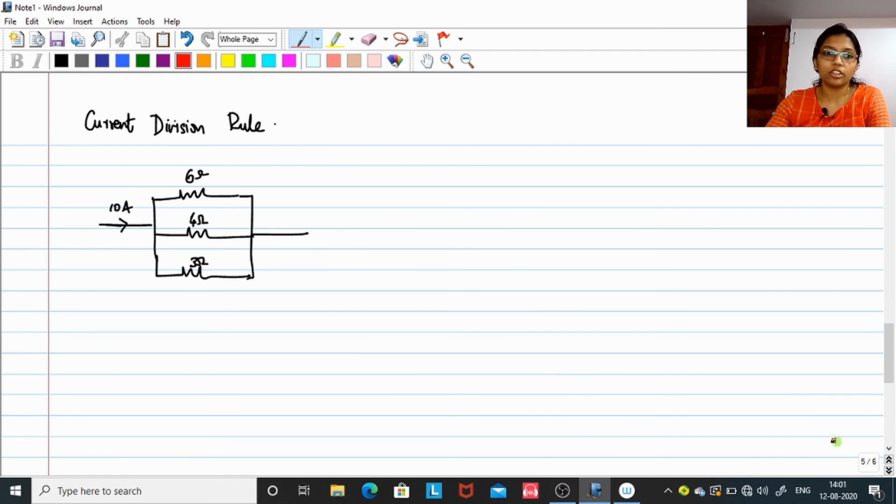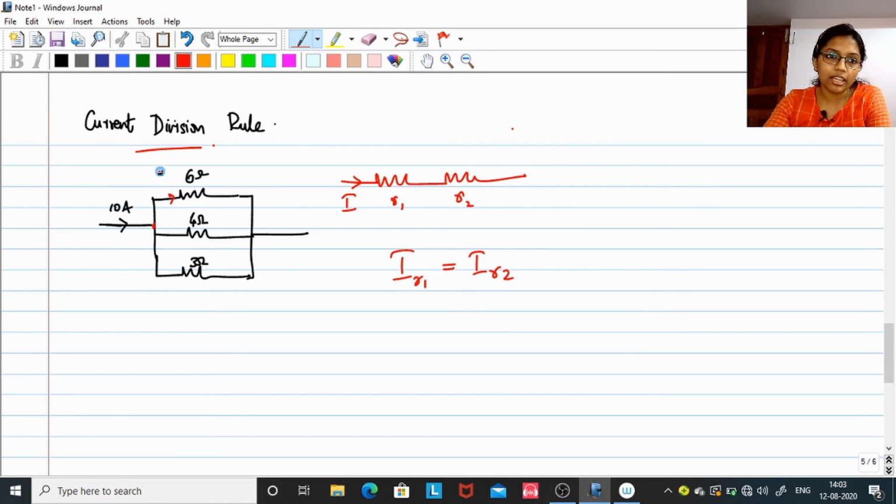Now let's move on to the next topic, which is the current division rule. If you have two resistors connected in series and current I is going through R1 and R2, then you can say that the current through R1 is equal to the current through R2. But if the current is hitting a parallel combination of resistors, then the current starts to split up. According to the resistors connected in each branch, the current divides, which means the current across 6 ohm will be I6, the current across 4 ohm will be I4, and the current across 3 ohm will be I3, and all the values will be different.